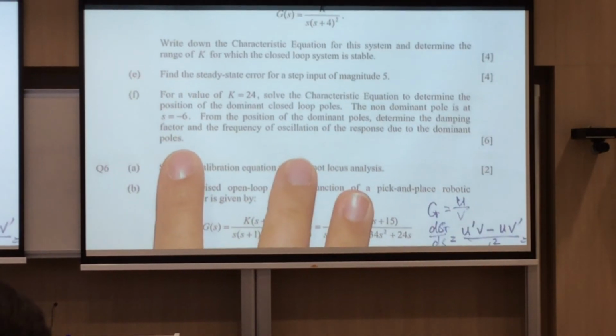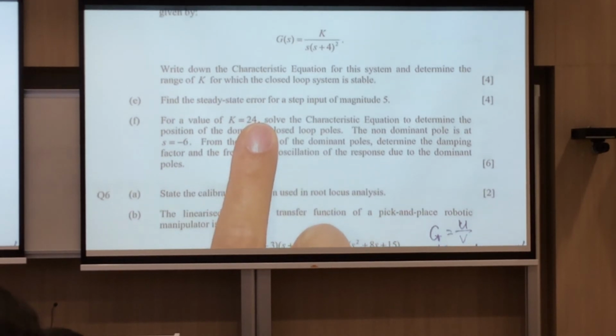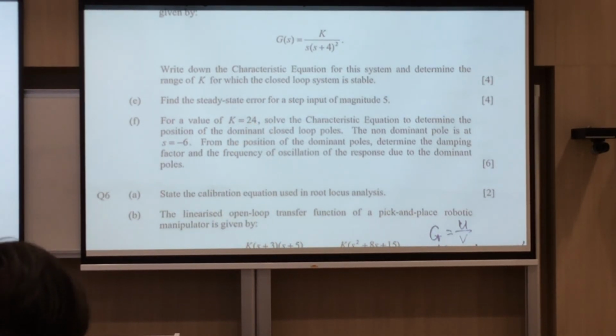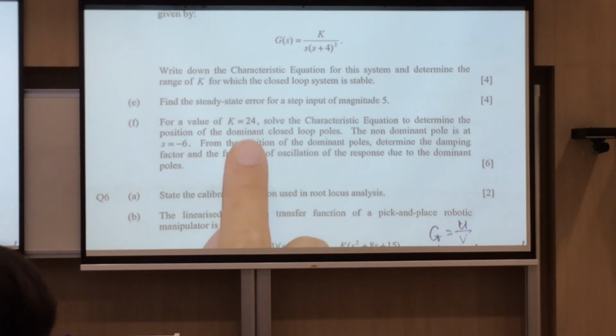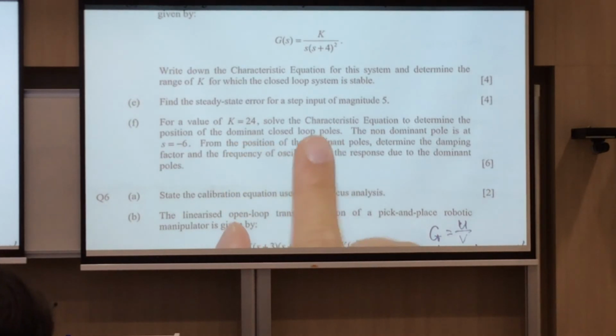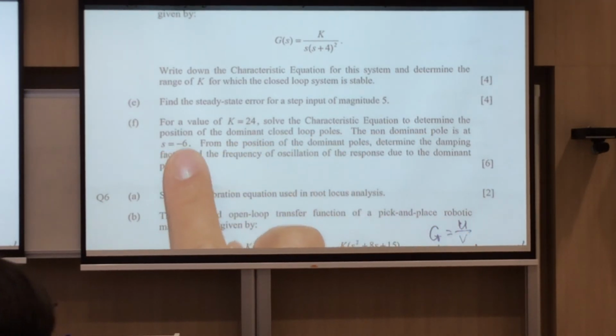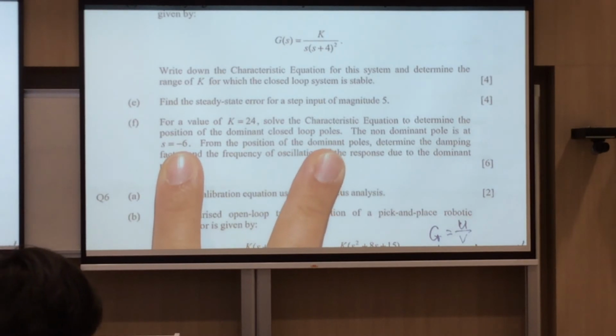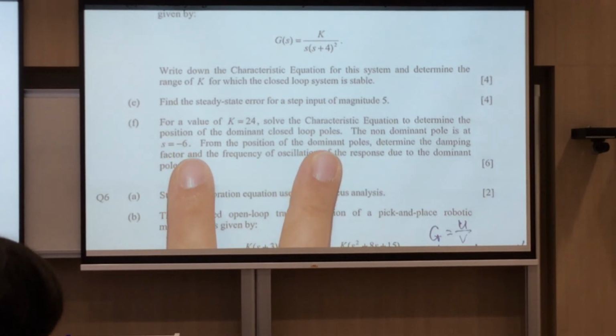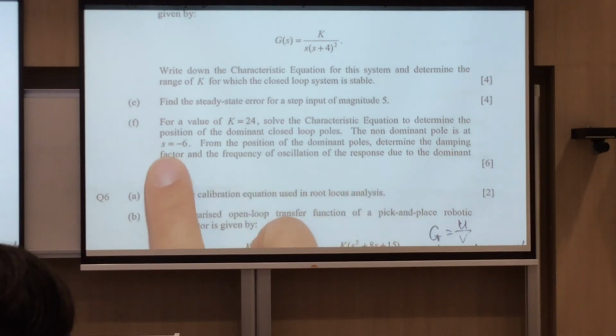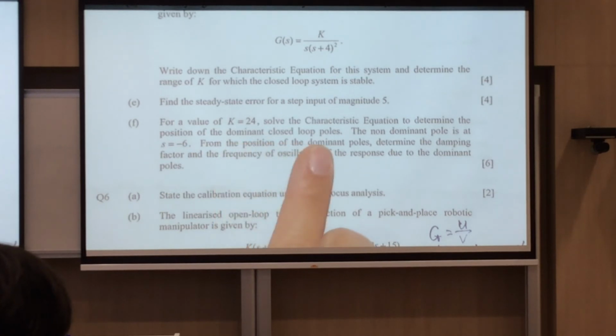F. I give you K. So K is stable between 0 to 168. From part B, I say that K is 24. Now solve the characteristic equation to tell me where the position of the dominant closed loop poles are. And I'm very kind to tell you that the non-dominant pole is at s equals minus 6. So tell me the position of the dominant closed loop pole. And from this position, can you tell me what's the damping factor and frequency of oscillation?